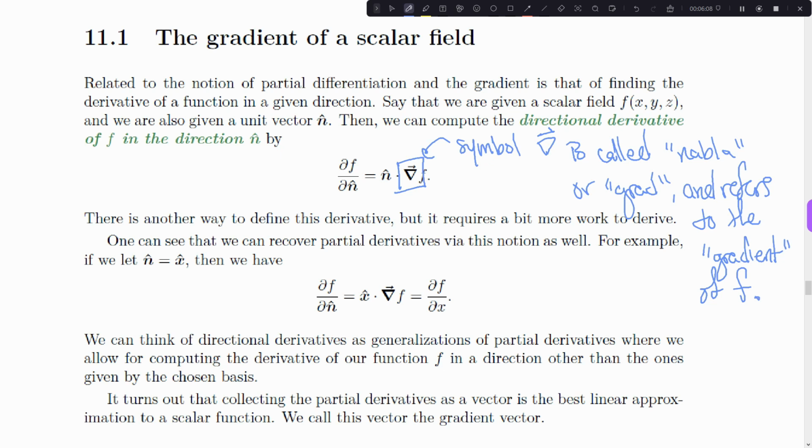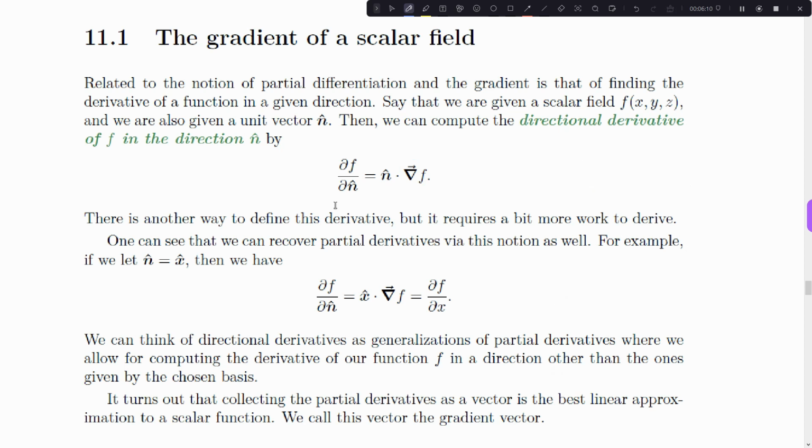So what we're doing is we're going to find a directional derivative, which is the same notation we found earlier. We're going to calculate a unit vector in the direction we care about, and we're going to dot product that with this thing called the gradient. So let's define the gradient for you really quick.